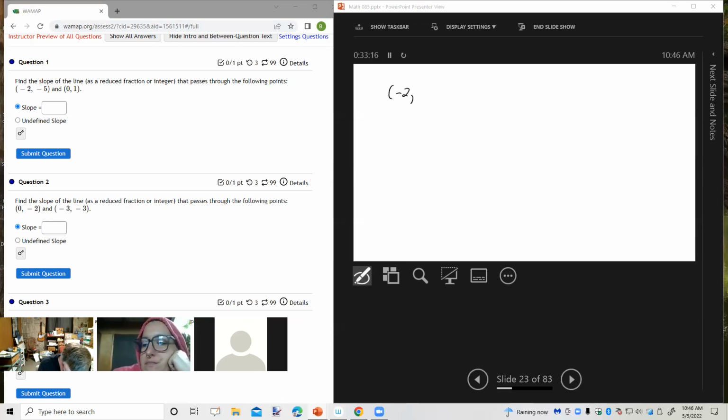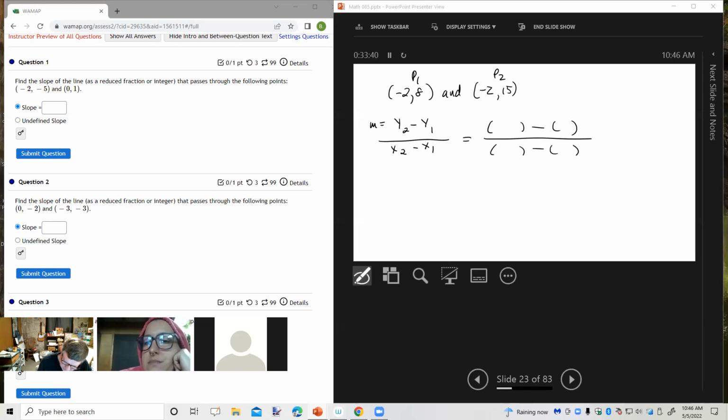How about this one? Let's find the slope of this line. Again, we'll call the first point point 1 and the second point point 2. Y sub 2 is 15. Y sub 1 is 8. X sub 2 is -2. X sub 1 is -2. 15 minus 8 is 7. -2 minus -2 is -2 plus 2, which is 0.